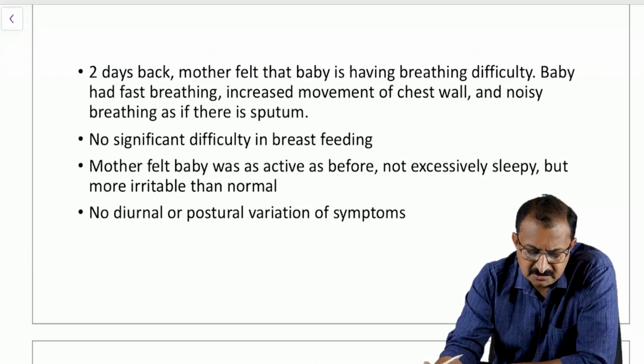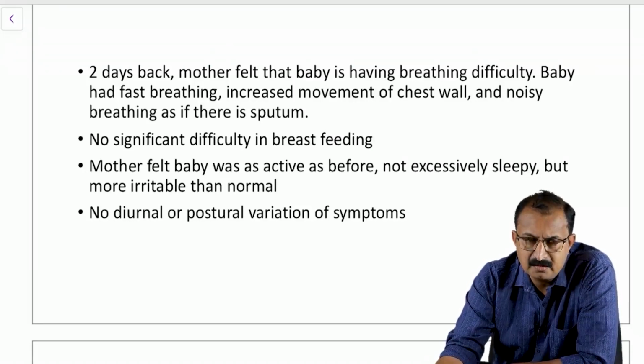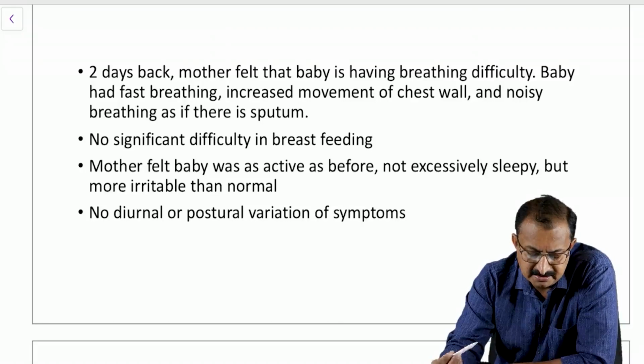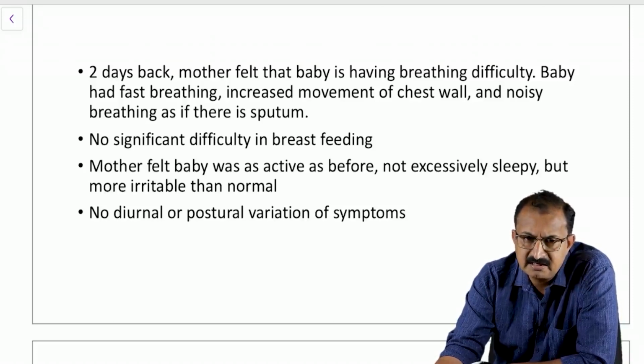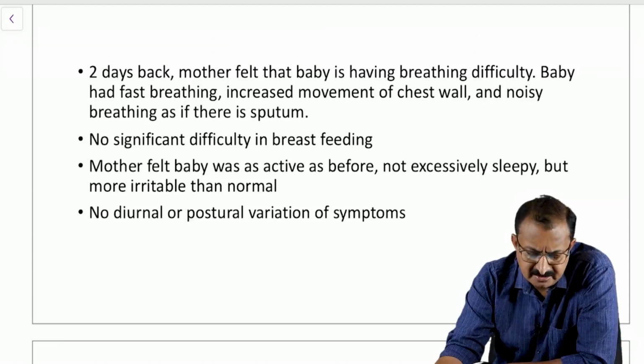And there is no significant difficulty in feeding. Inability to feed is a danger sign in any of the respiratory problems. Here there is no difficulty in breastfeeding. Mother felt baby was as active as before and not excessively sleepy. Excessive sleepiness or drowsiness is again a danger sign. And she felt that baby is more irritable than usual.